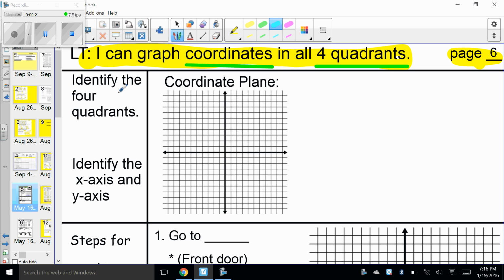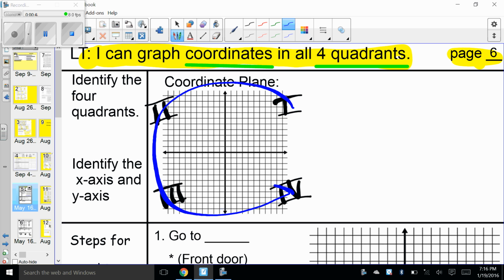We're going to start with the word quadrant. So 4 quadrants. As we look at the coordinate plane here, it's separated into 4 quadrants. We have quadrant 1, quadrant 2, notice that it's in Roman numerals, quadrant 3, quadrant 4. It makes a capital C or a letter C. So they're quadrant 1, 2, 3, 4.